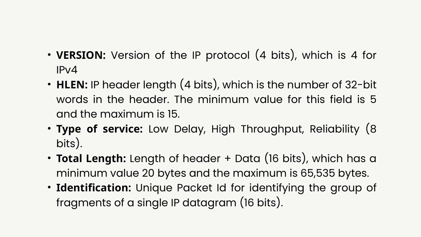Finally, there's the identification field, which is 16 bits. This unique packet ID helps in reassembling fragmented packets, ensuring that all pieces of a datagram are correctly identified and put back together. Understanding these fields is essential because they form the foundation for how IP packets are constructed, routed, and reassembled across networks. They're the building blocks that enable reliable data communication in IP networking.